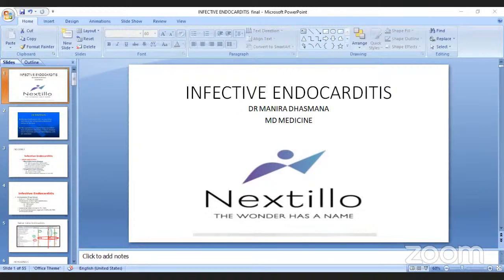The first thing is that in infective endocarditis, everything is important. The cause is important. The investigations are very important. The diagnosis is very important. You cannot leave out anything.